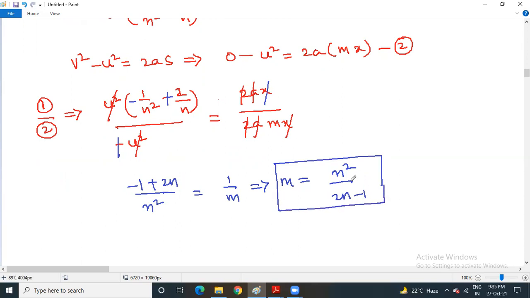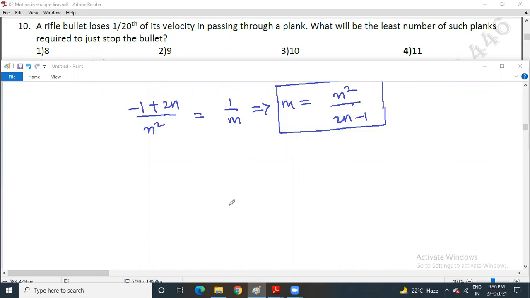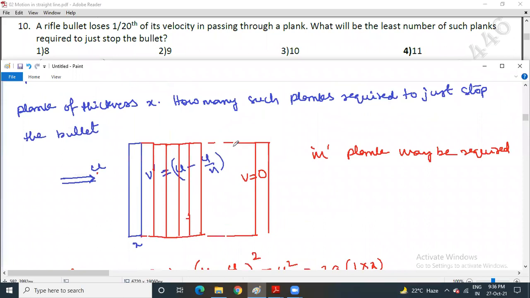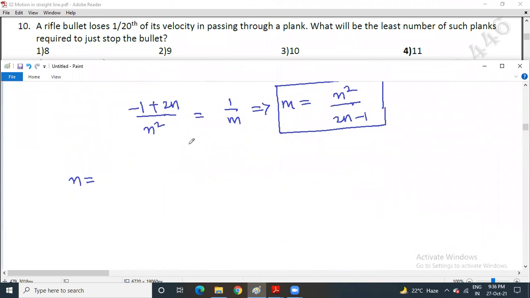Now I'll explain a numerical based on this question. Let me read the question first. A rifle bullet loses 1 by 20th of its velocity in passing through a plank. What will be the least number of such planks required to just stop the bullet? Just now we had the formula m is equal to n square by 2n minus 1. As per the question, what is n given? Earlier we had 1 by n here, so instead of n, you have 20 here. It can be 20 or it can be 10, so based on the question, you have to proceed. Now n equals 20.